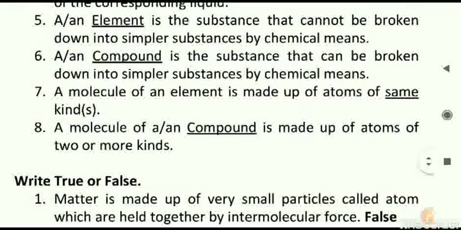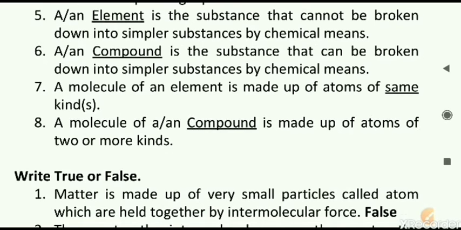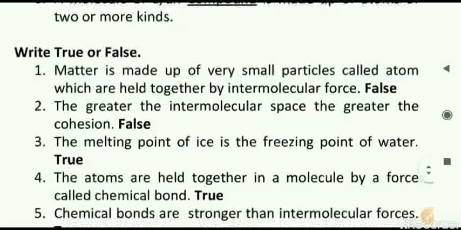7. The molecule of an element is made up of atoms of dash kind. They are of same kind. In a particular molecule of element, atoms are of same kind. For example, hydrogen molecule. It is having only hydrogen atoms. The 8th answer now, a molecule of dash is made of atoms of different kinds. So different kind atoms are in compound.